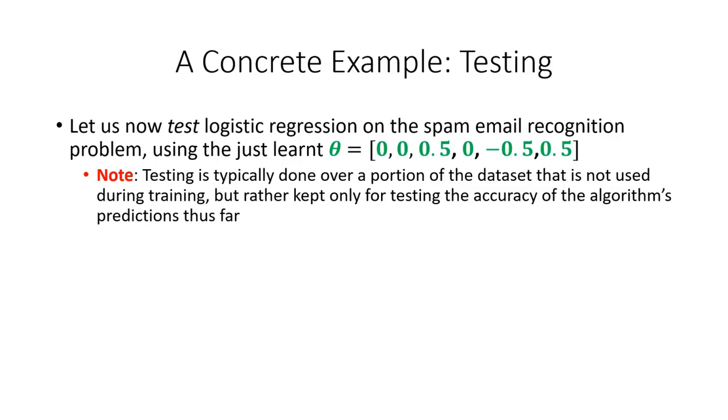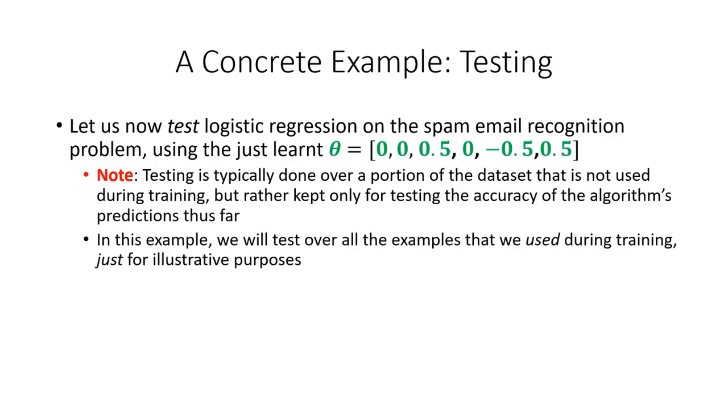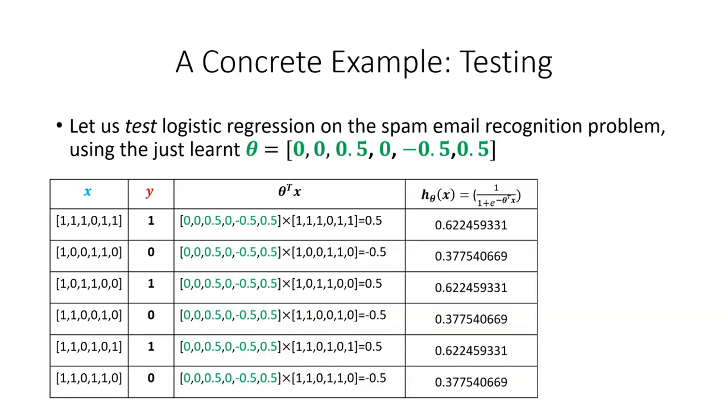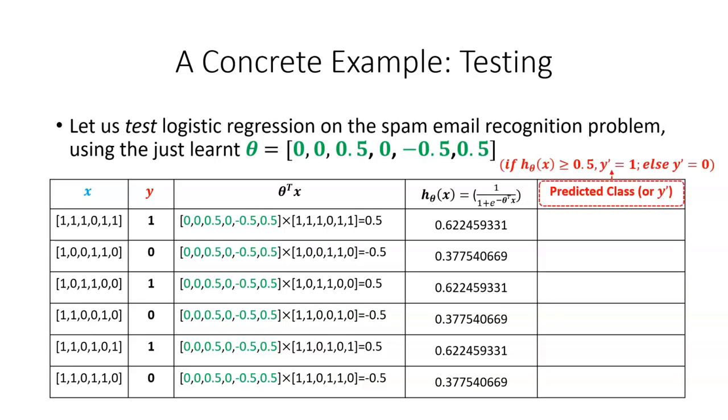Let us now test logistic regression on the spam email, using the values we just learned. Initially we got 0, 0, then 0, 0.5, and then 0 and 0, minus 0.5 and plus 0.5. Testing is typically done over a portion of the dataset that is not used during training, but kept only for testing the accuracy of the algorithm's predictions. In this example, we will test over all the examples that we used during training, to elaborate the purpose. So we have h of x, with the theta and the learning rates.